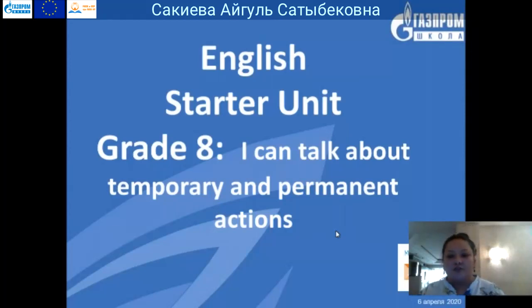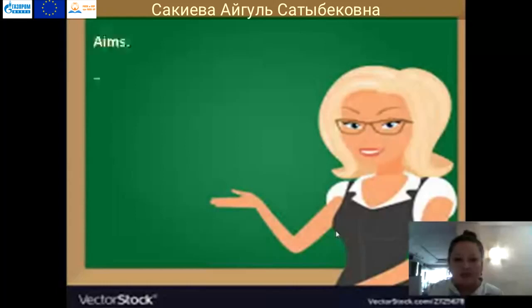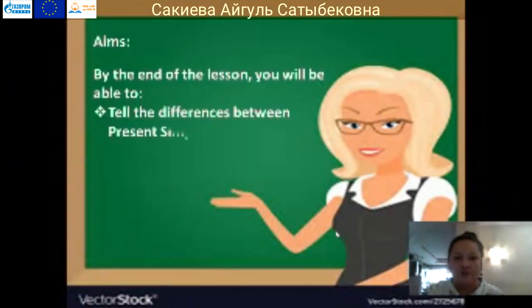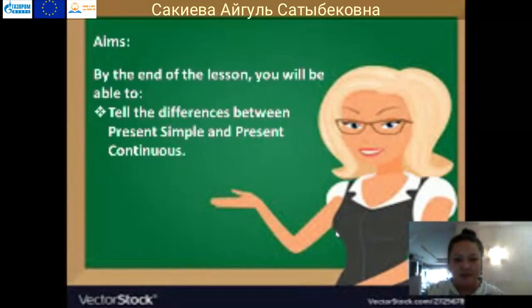Today's topic: we open the starter unit and look at grammar structures like present simple and present continuous, because we are going to talk about temporary and permanent actions. The objectives of the lesson: we are going to revise these two grammar types, present simple and present continuous, and at the end of the lesson you'll be able to differentiate these two tenses.